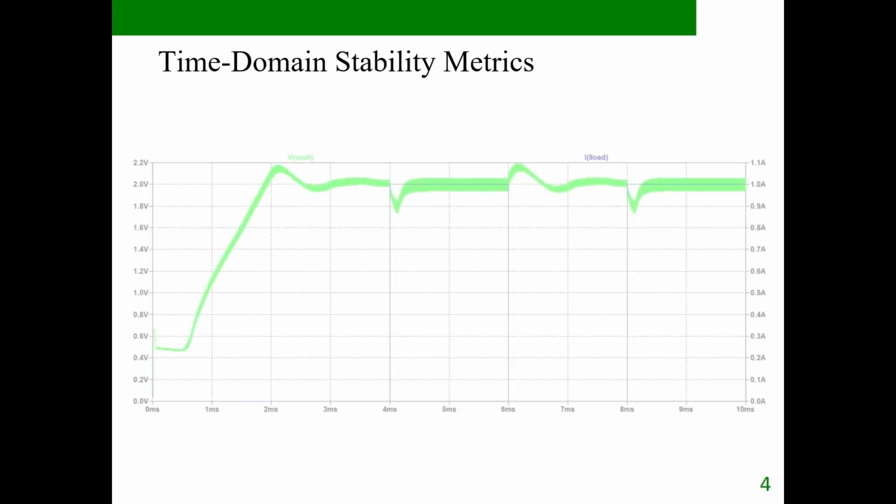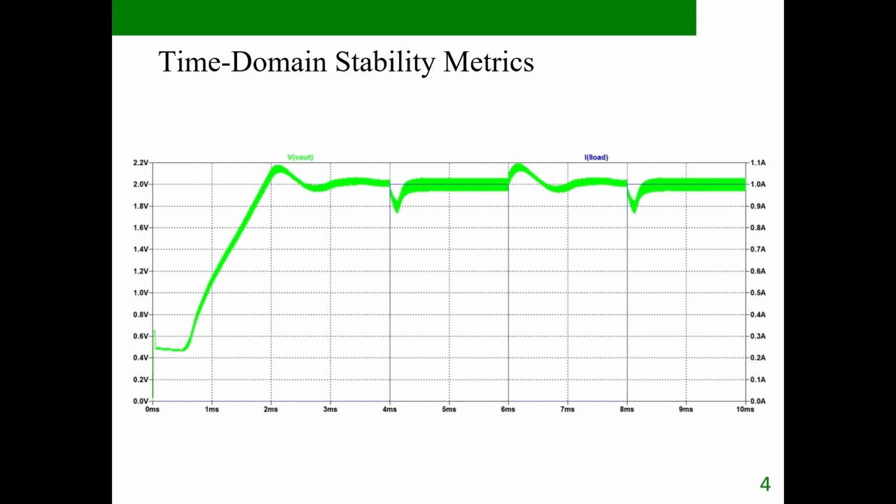Now let's look at the time domain view of stability. This is a switching simulation example that helps us define the performance metrics. Overshoot is the amount by which the output voltage rises above its nominal value after a load decrease. Undershoot is the amount by which the output drops below its nominal value after a sudden increase in load. Settling time is the time required for the output voltage to return and stay within a small tolerance band, usually plus or minus 1% or plus or minus 2% of the target voltage.